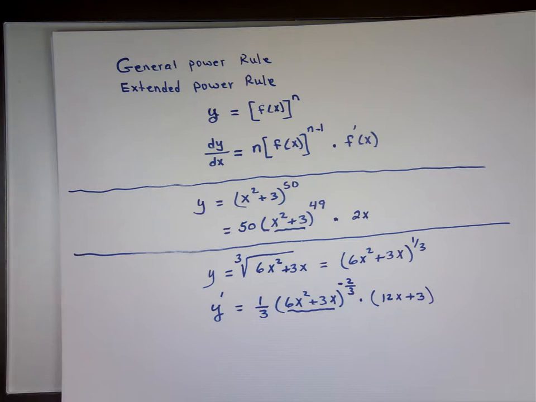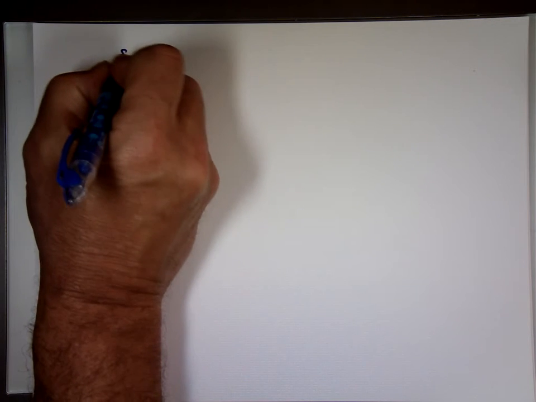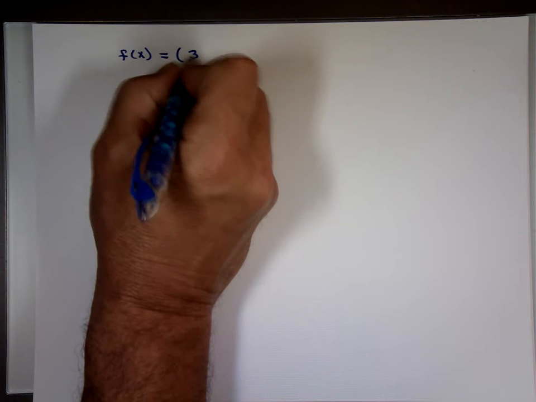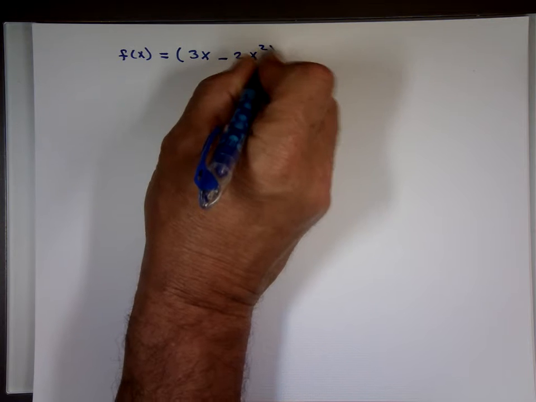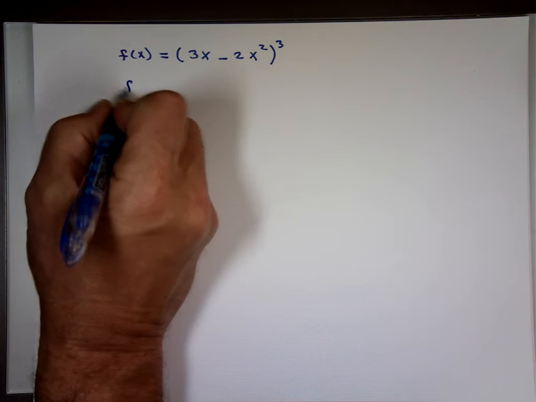So let's take a few examples using the extended power rule. I'll give you a few minutes to try it. Not too long, because we don't want to leave that camera running. So I'll give you like 30 seconds to give it a try. Tell me what is the derivative.